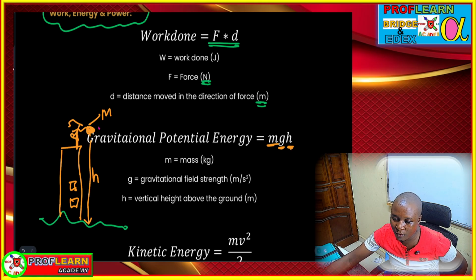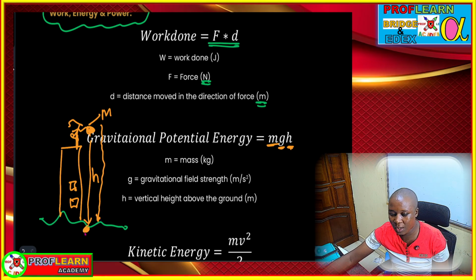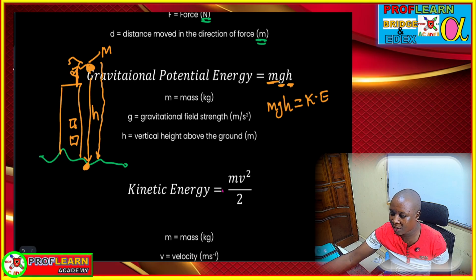As the stone falls through that height, the potential energy will be decreasing and kinetic energy will be increasing. So at this point down here, it will have maximum kinetic energy and zero potential energy. That's why sometimes we can be given a question where you are asked to find the velocity at which it hits the ground. You are going to say mgh is equal to kinetic energy, and you need to remember that kinetic energy is equal to mass times velocity squared divided by 2.